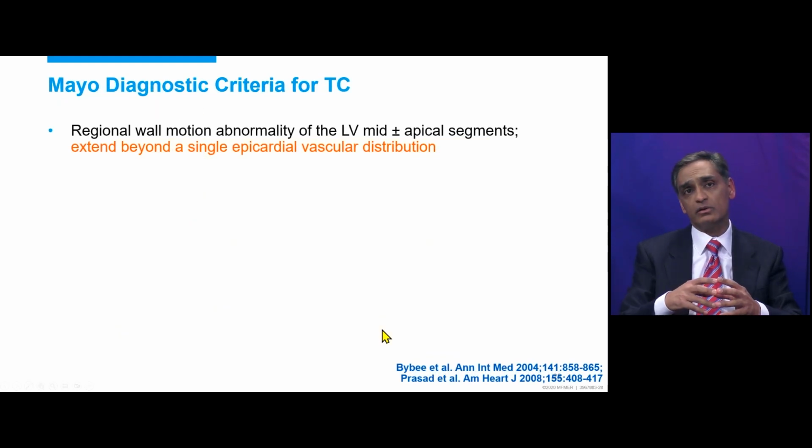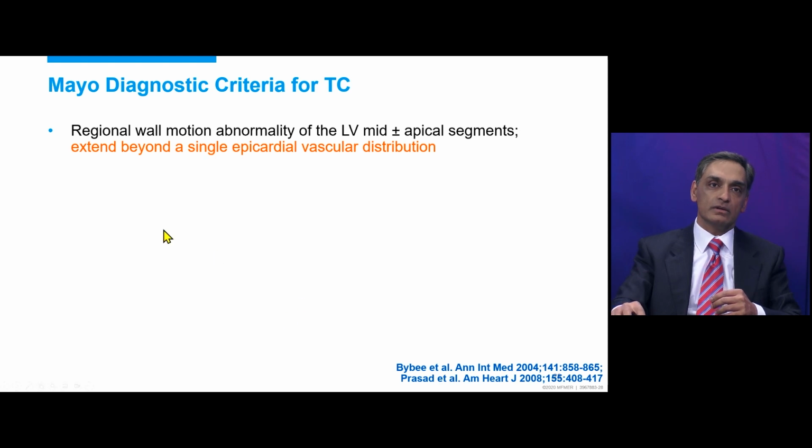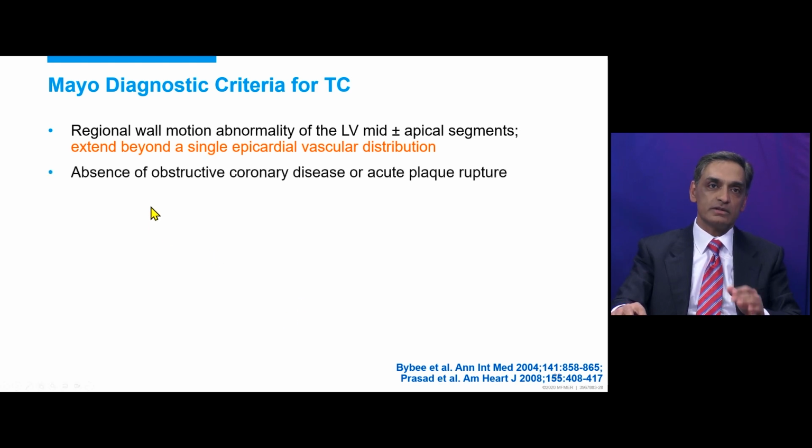So how do we diagnose? Well, basically using diagnostic criteria. We came up with this many years ago and revised it slightly in 2008, the so-called Mayo Clinic diagnostic criteria, where we said that the regional wall motion abnormalities must extend beyond a typical single vessel distribution, although recognizing that rarely there are variants where the regional wall motion abnormality is very limited to a single distribution. But most of the time, the regional wall motion abnormalities will be very widespread.